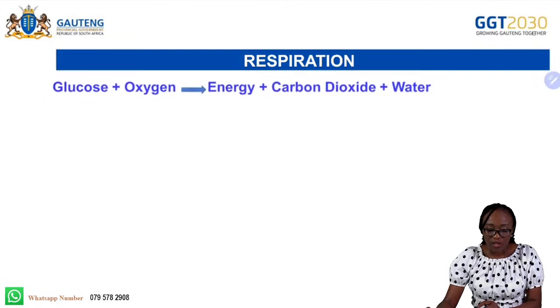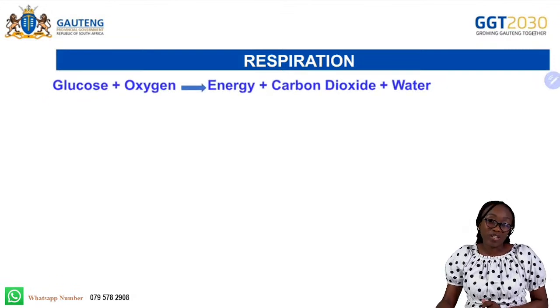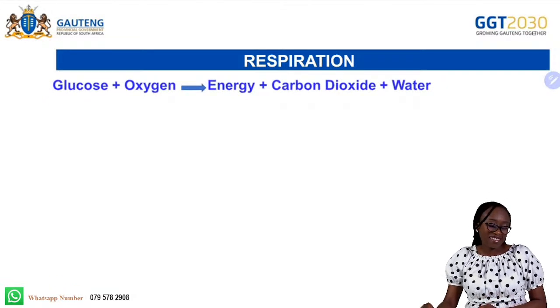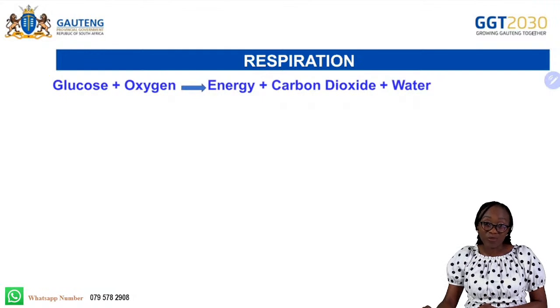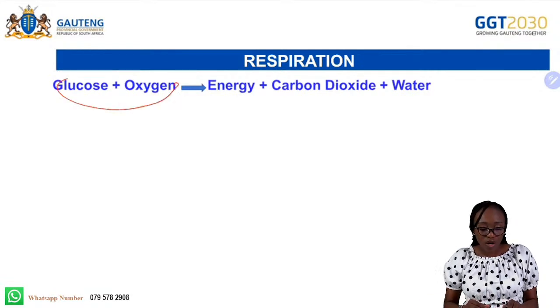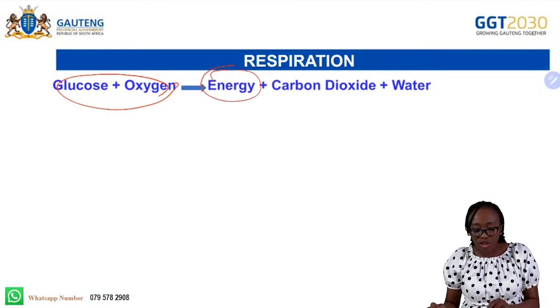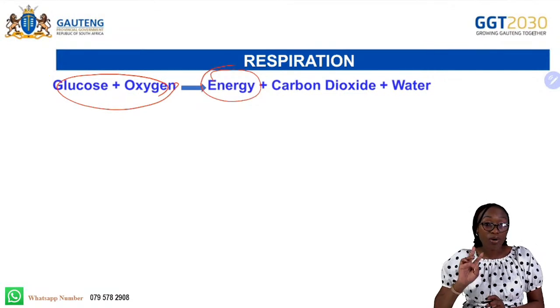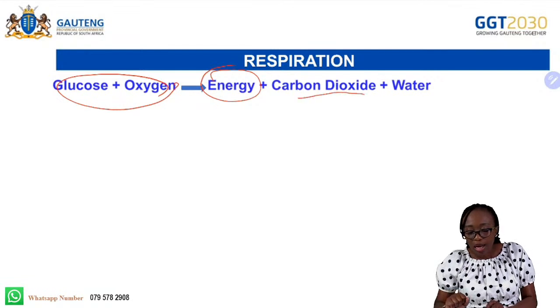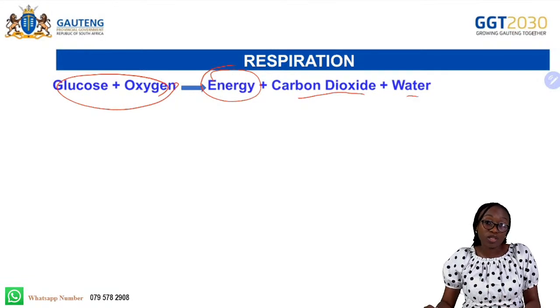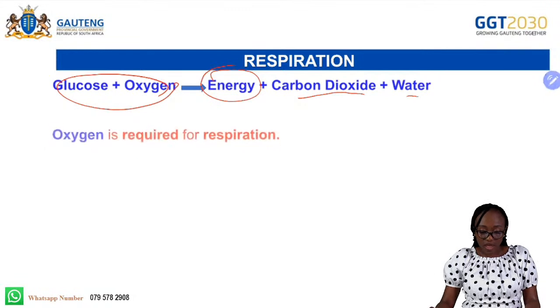All right. So what's the word equation for respiration? We have the word equation for photosynthesis, but what is the word equation for respiration? It is glucose plus oxygen. These two are the requirements, and they produce energy, which is the main product, and then we have two byproducts, which are carbon dioxide and water.